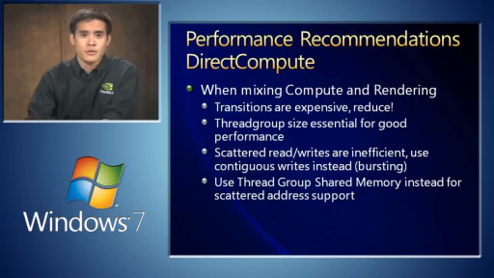With compute shaders, the thread group size is essential for good performance. In general, scattered reads and writes are inefficient, and you'd like to instead use contiguous writes. Because you have thread group shared memory in a compute shader, you can use it for scattered address support. For instance, you can read in contiguous memory into your shared memory, perform your scattered access on your shared memory, and then write back out a contiguous segment.